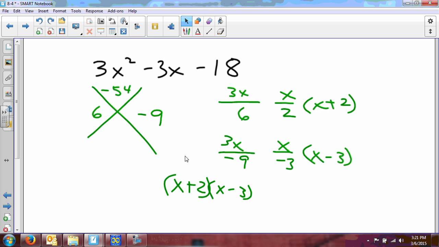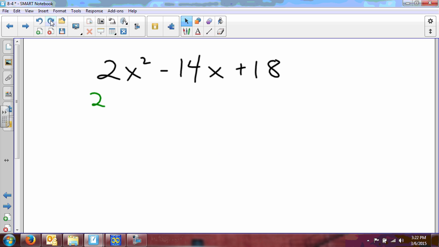Now, if I were to FOIL this out, I would not get 3x squared. x times x is just x squared. So if you're looking at it and go, there's no way to get back there, you go back and ask, do I have a greatest common factor? Well, in this case, yeah, there's a 3. Working it out this way will pull the greatest common factor for you. You just have to remember to go back and put that 3 back in front.